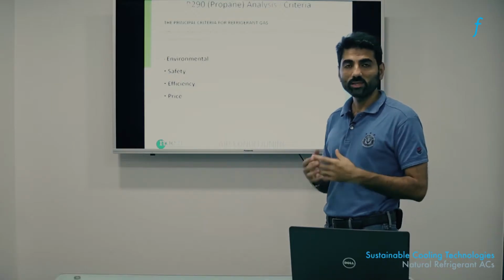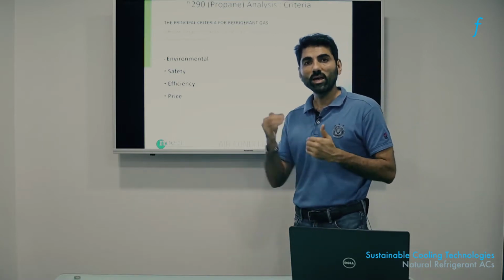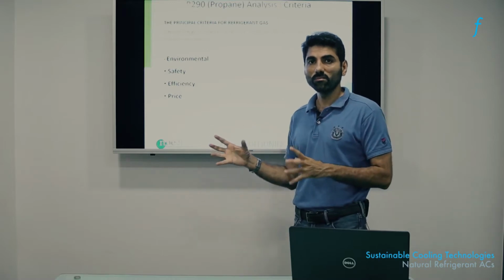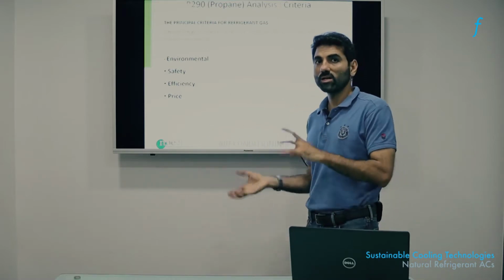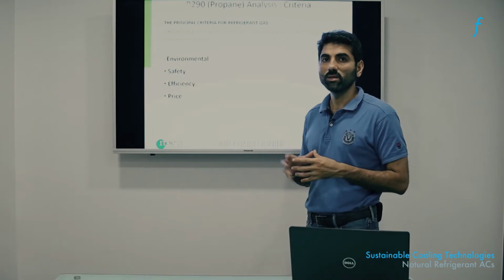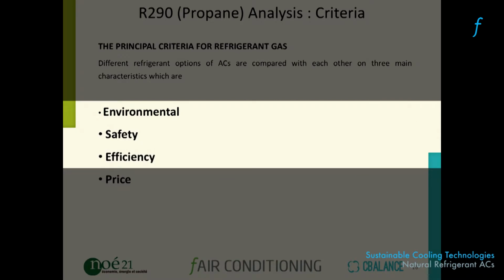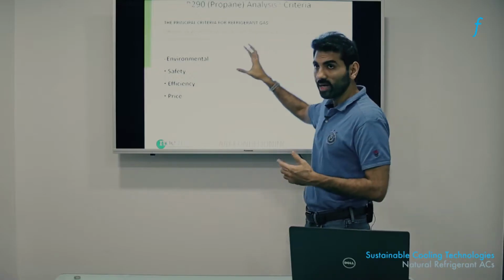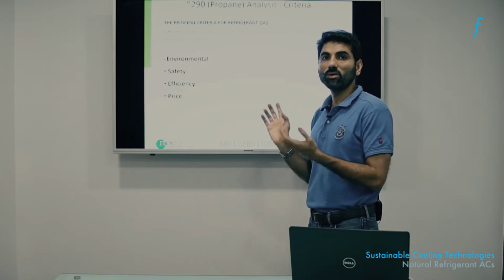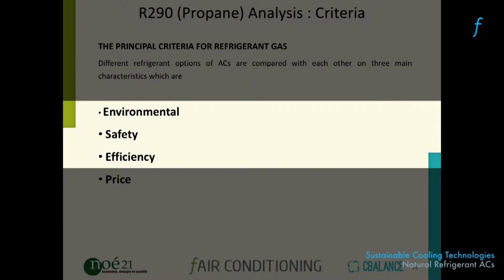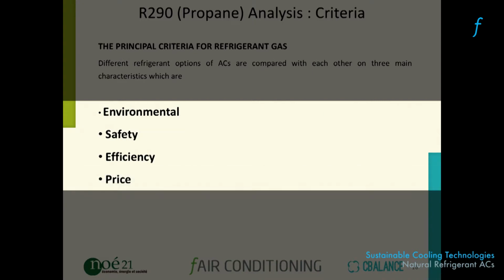Because as you might have guessed, hydrocarbons are a flammable substance, but the equipment that uses them is not flammable. And we're going to try and understand this very vital nuance shortly. We will also understand the efficiency benefits, which is the reduced energy benefits of using R290 in an air conditioner compared to conventional refrigerants. And finally, we're going to look at the economic implications of using this refrigerant versus conventional refrigerants.